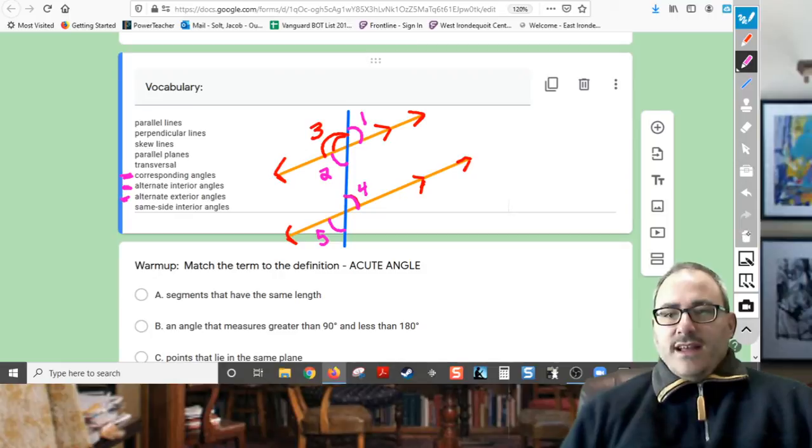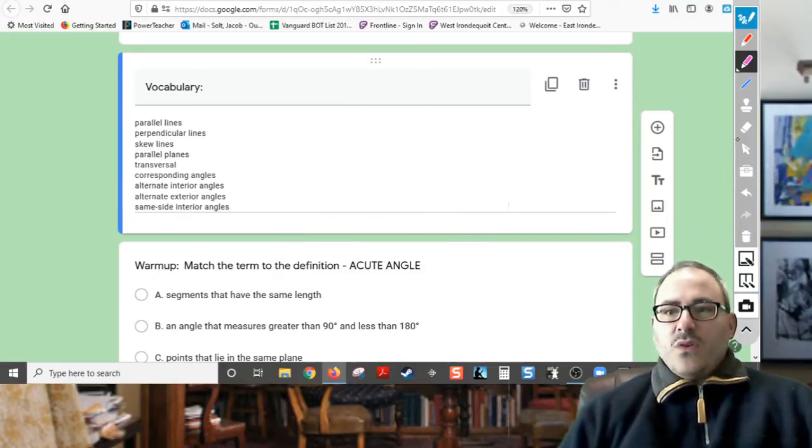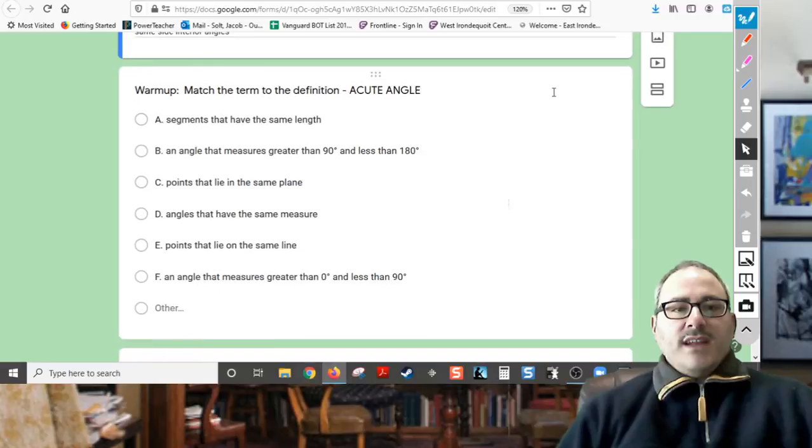Okay, I think that's good. I think that primes our vocab right now. Let's get started. Let's move on to this warm-up.